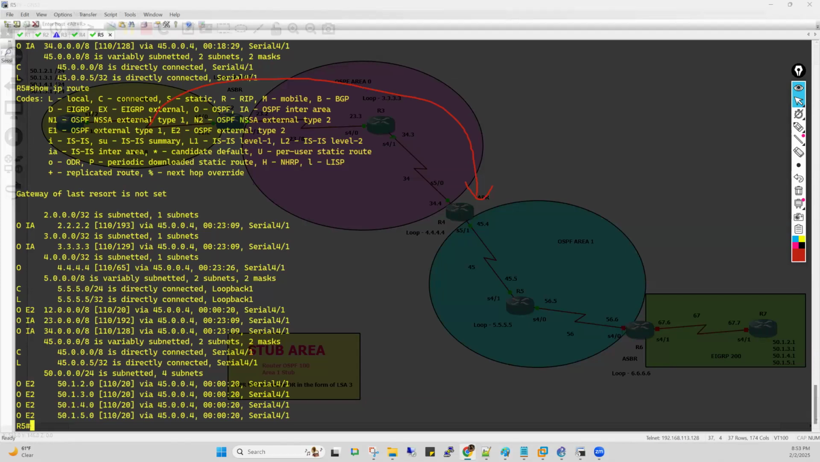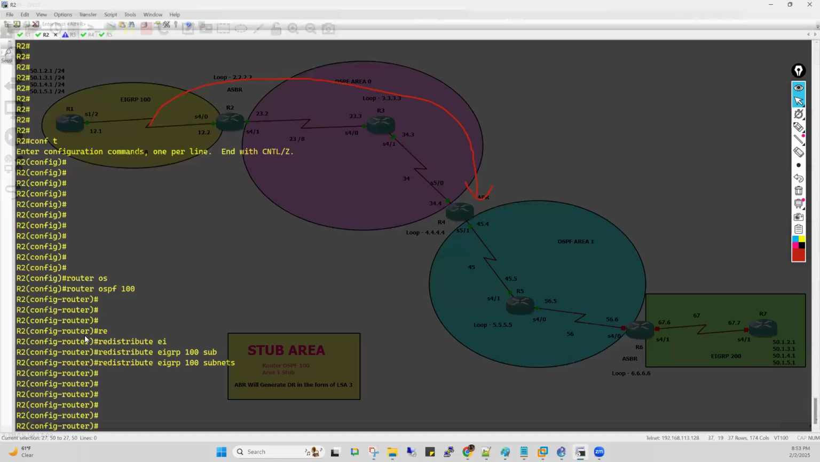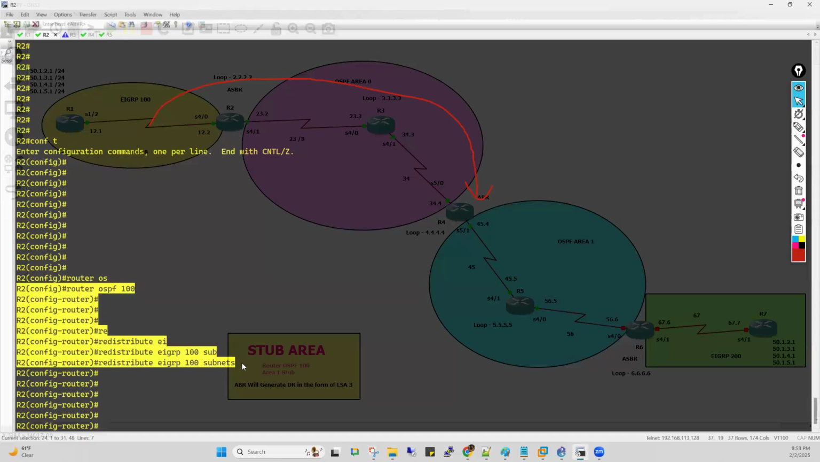Can you show that command once again? Just a minute. We ran this command on R2. See, guys, if you want, please write down this command. Very useful. I'm allowing you 30 seconds. Please write it down, because you will not get a chance to see this video again. So please write down this command.